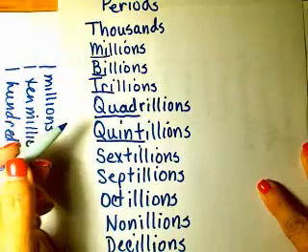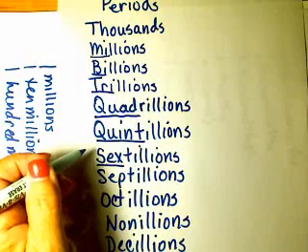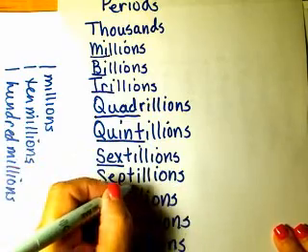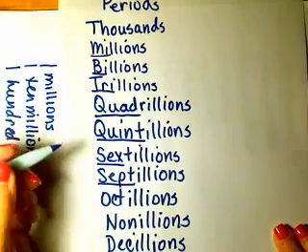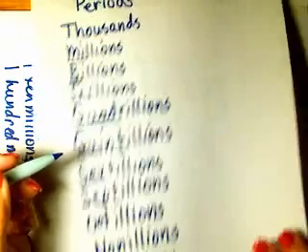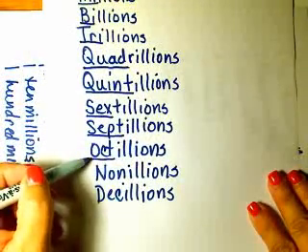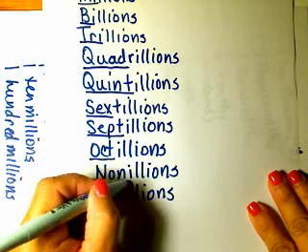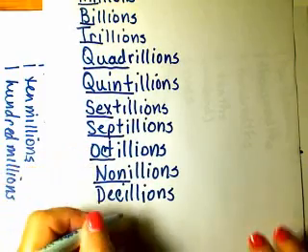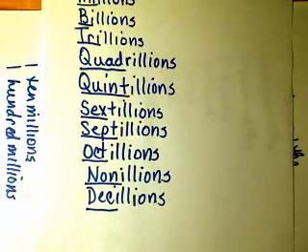Quintuplets. Sex is typically a prefix used to identify 6. Sept is typically a prefix used to identify 7. Eight, an octopus has 8 legs. Non is a prefix that typically represents 9, and Dec is typically a prefix that represents 10, or similarly the decimal system.